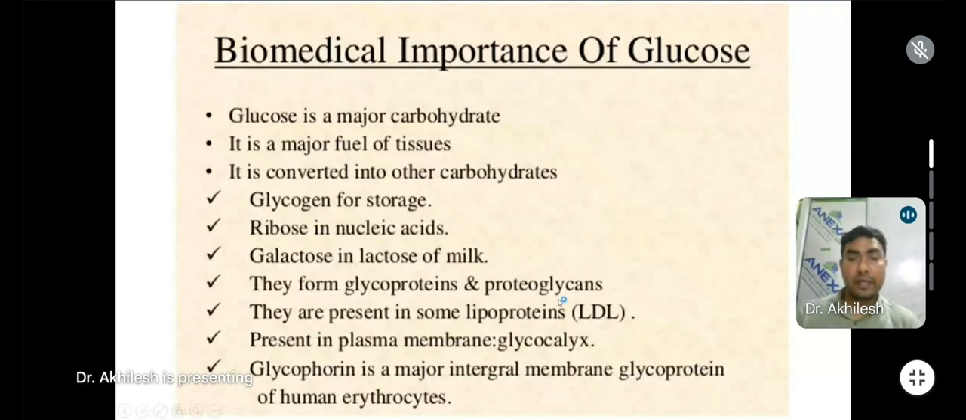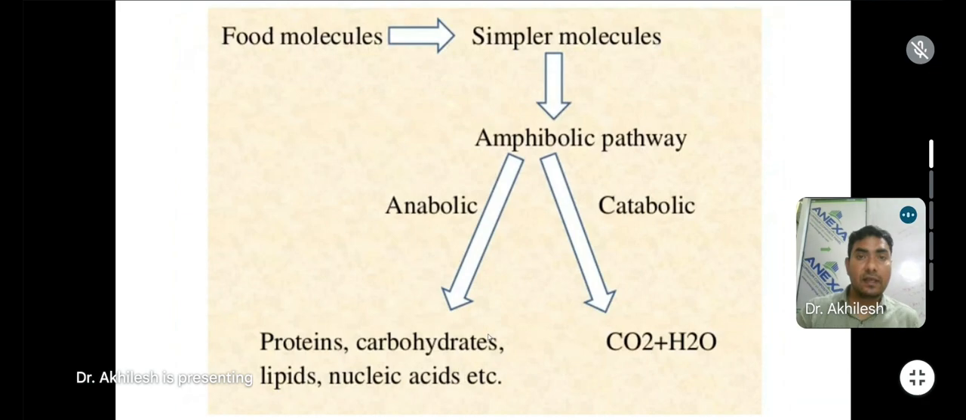We have glycoproteins, proteoglycans, and all. They are part of lipoproteins. Lipoproteins are proteins which have lipids. So we have LDL, which we generally call bad cholesterol, also a lipoprotein. And glycocalyx is found in the extra membrane layer in most bacteria and earlier organisms. So glycocalyx is also a carbohydrate. So it has huge application in all organisms and diverse areas.